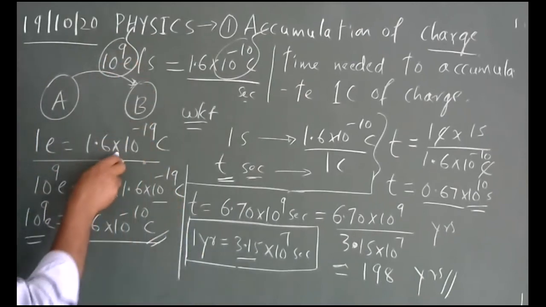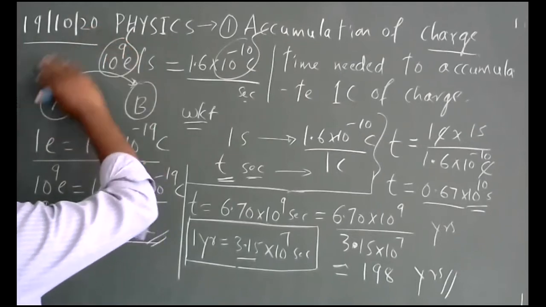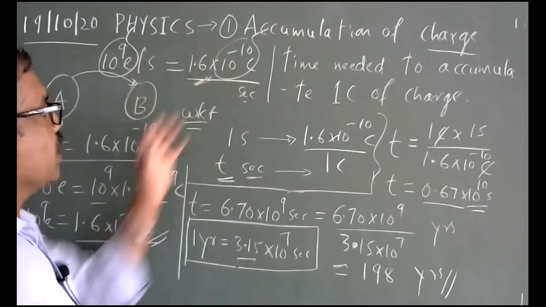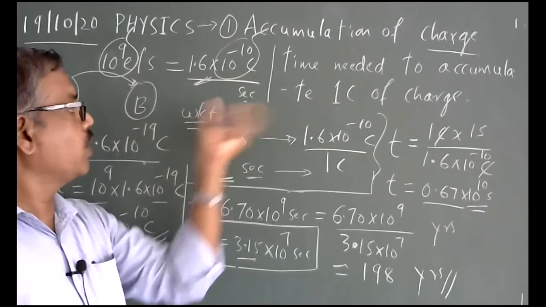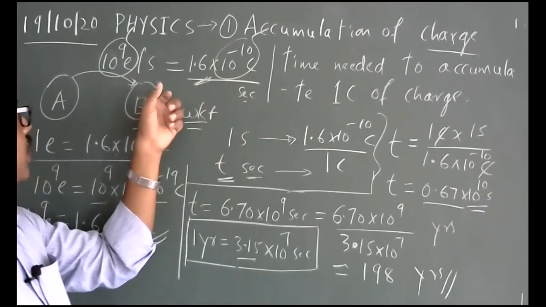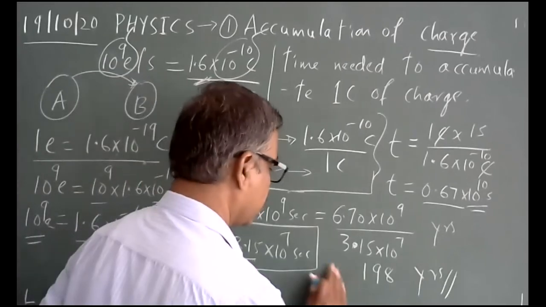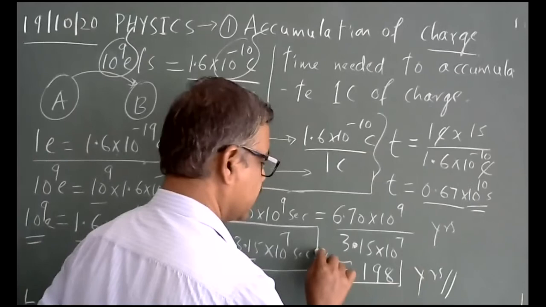What is the charge it carries? 1.6 × 10 raised to minus 19 coulomb. If 10 raised to 9 electrons are transferred from A to B, what is the total charge? The total charge per second is this much. If this much charge is transferred per second, to accumulate 1 coulomb here, how much time is needed? By calculation, it is going to be close to T equivalent to 198 years.